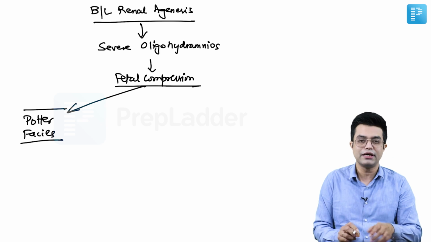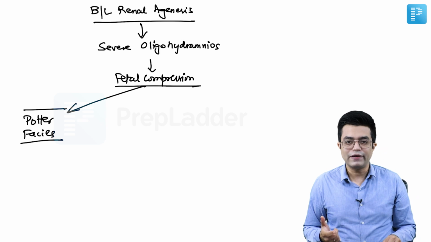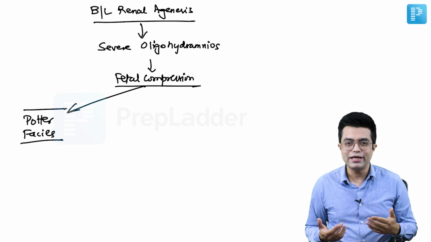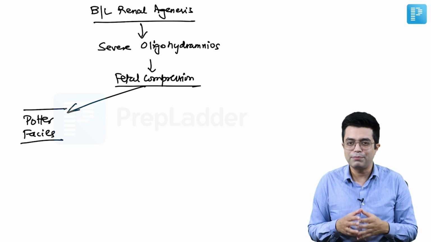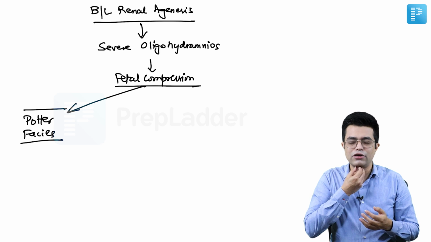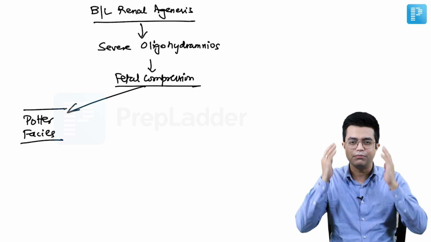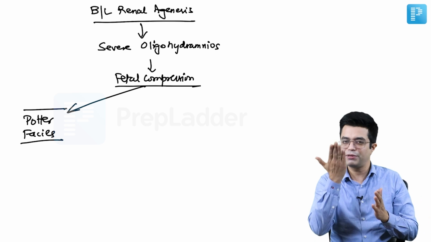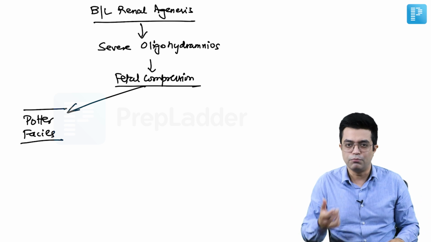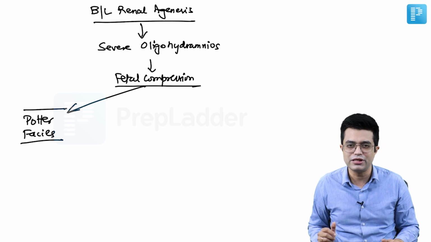What is Potter facies? Anti-mongoloid slant of eyes, increased gap between the two eyes, and sometimes epicanthic folds can be seen, receding of the chin can be there, low set ears can be there. That is called Potter facies. So typically a compressed kind of face, broadened nasal bridge or beaked nasal bridge has also been described.